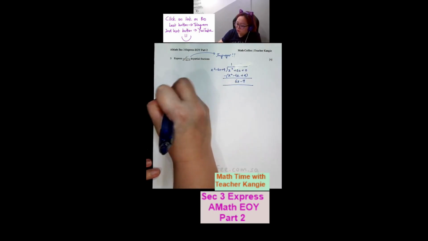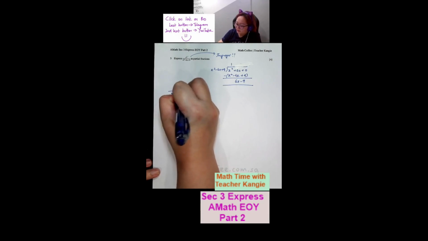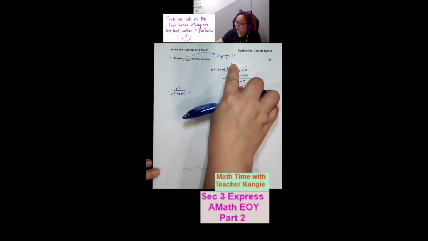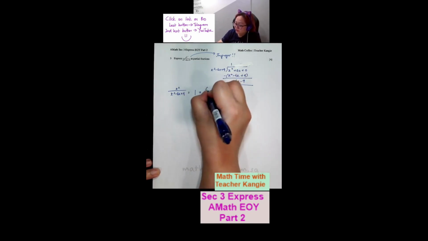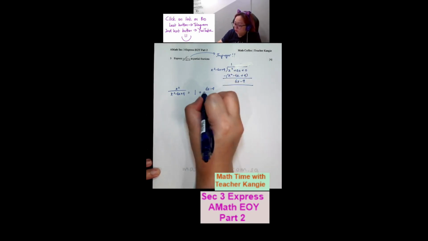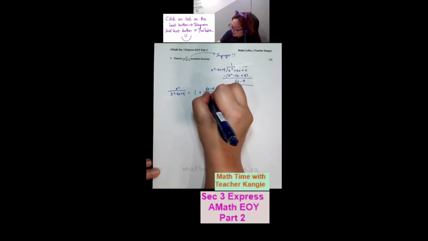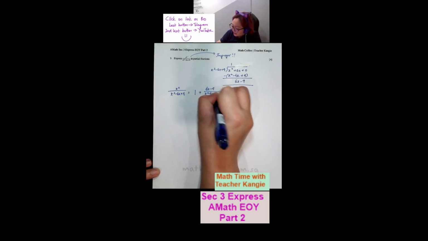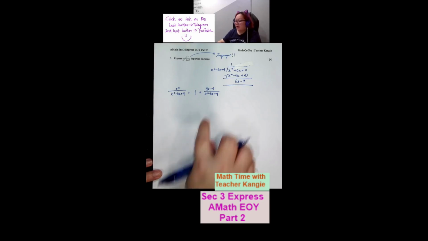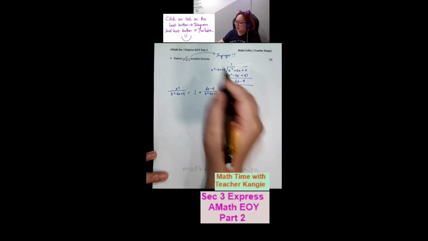So now it means that x squared over x squared minus 6x plus 9 equals the quotient, which is 1, plus the remainder, which is 6x minus 9, the whole thing over x squared minus 6x plus 9. So now I have changed the improper fraction to the mixed number. So now I'm going to do the partial fraction.